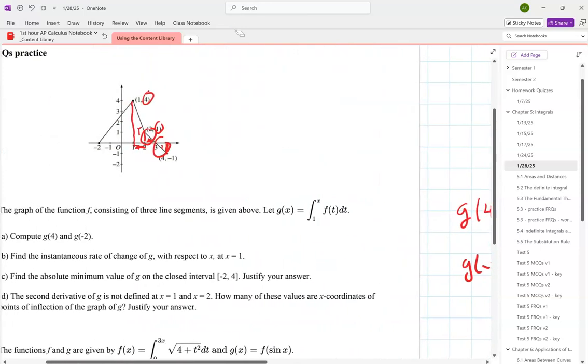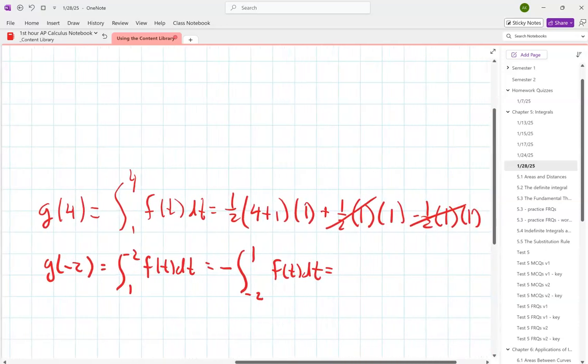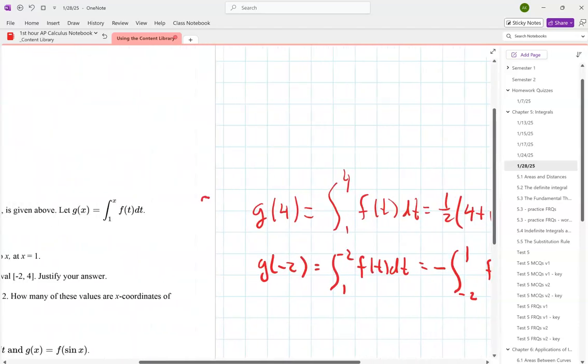So what I'm doing then is I'm integrating from negative 2 up to 1, which is just that triangle there. So the height of that triangle is 4, and the base of that triangle is 1, 2, 3. So we have negative 1/2 times 4 times 3, so that's negative 6. Feel good? Okay, so that's part A.